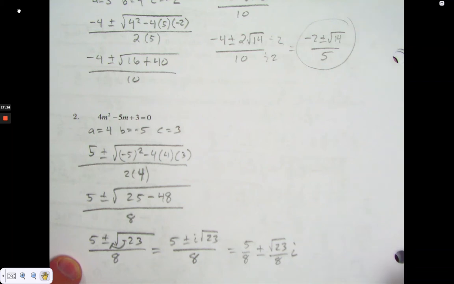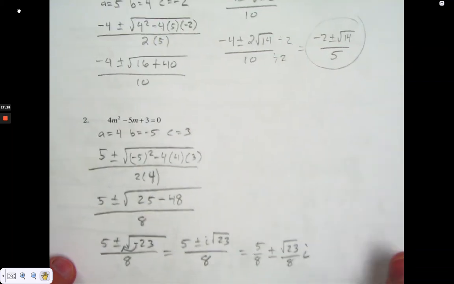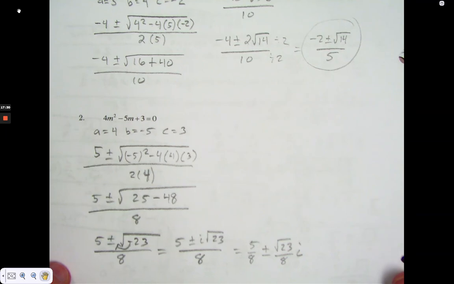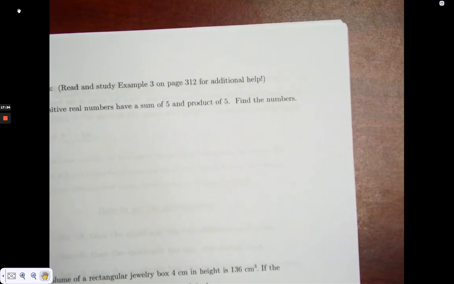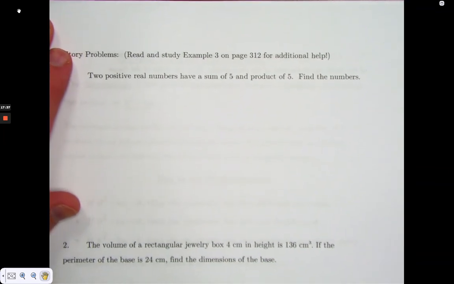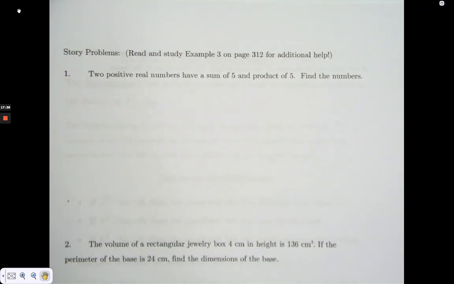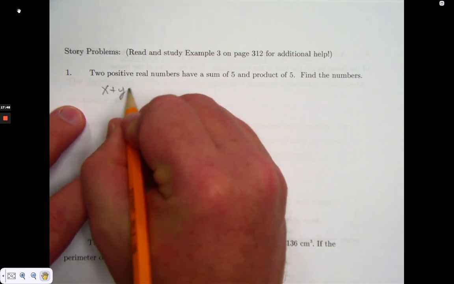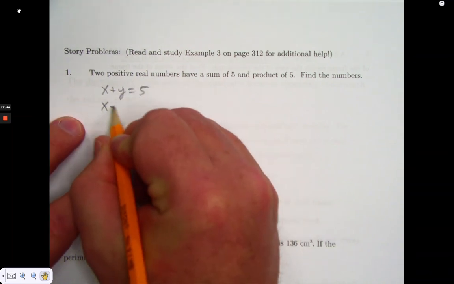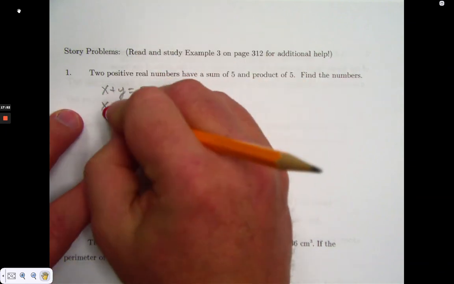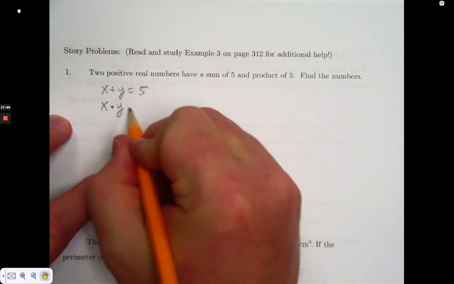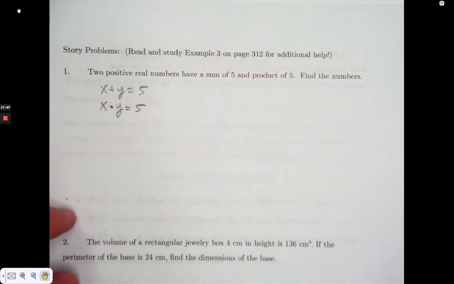The next part is going to be dealing with some story problems. Again, we're going to set up systems of equations, but this time we're going to end up with ones that we can't just set equal to 0. It says 2 positive real numbers have a sum of 5 and a product of 5. So x plus y has to equal 5, and x times y has to equal 5.